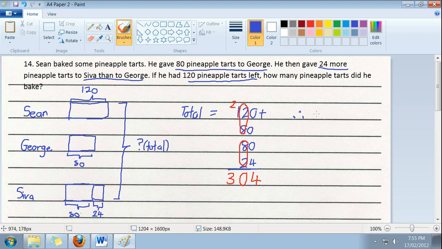So therefore, Sean baked 304 pineapple tarts.